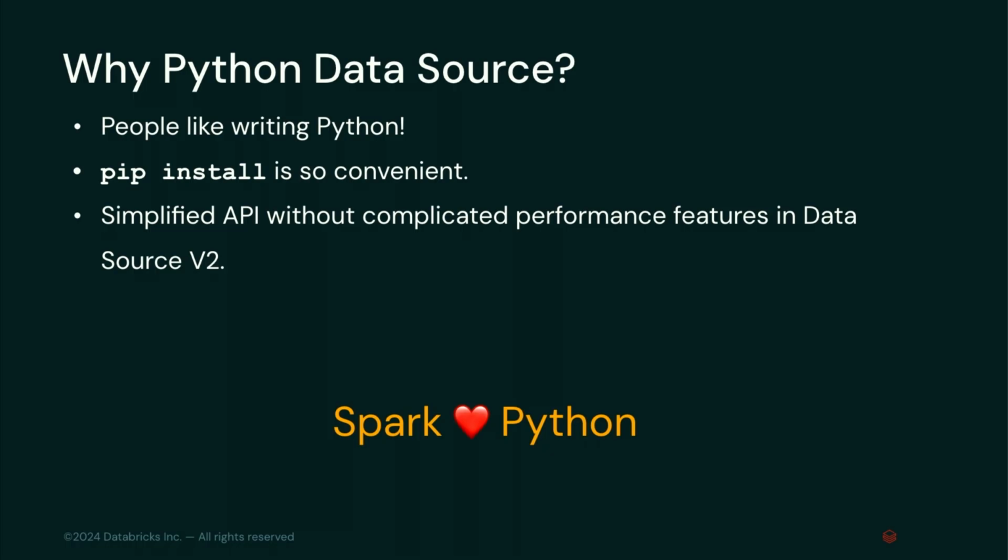The motivation: we already have the data source API in Java and Scala, right? Why do we need a Python one? It's because Python is the number one language our customers want to use. They don't want to write Java or Scala, they just want to run pure Python. Also, if you have a Python data source, it's very easy to install with just a simple pip install command. And we simplified the API in the Python data source to remove some complicated performance features that exist in data source V2, which make it super hard to use.